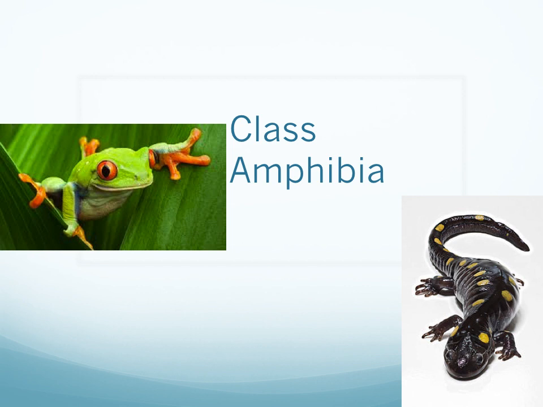Here we are talking about a type of creature that has no scales, no claws, but to be amphibious means to have a double life, or two lives. And what we're referring to here is a creature that is dependent upon water for reproduction.